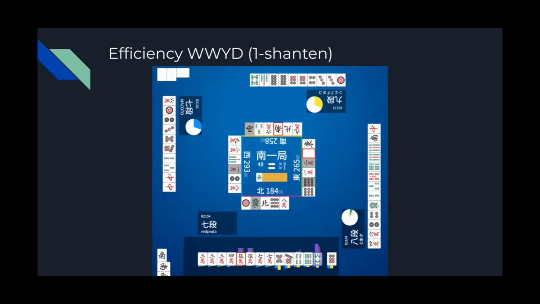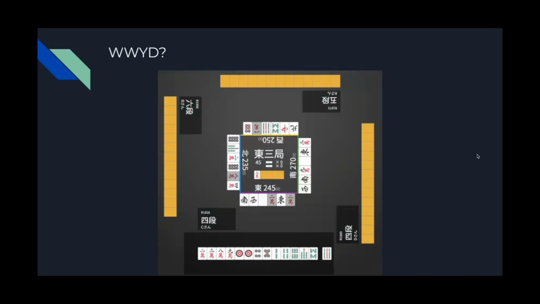But yeah, that was our first what-would-you-discard here. We have some more. So this is our second one. This time we are dealer in East 3. We have the 7-man as Dora, and we have this hand on turn 7.